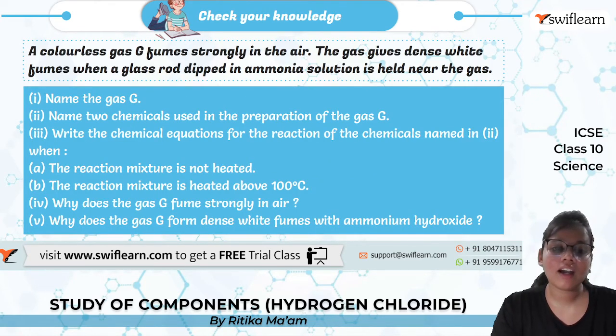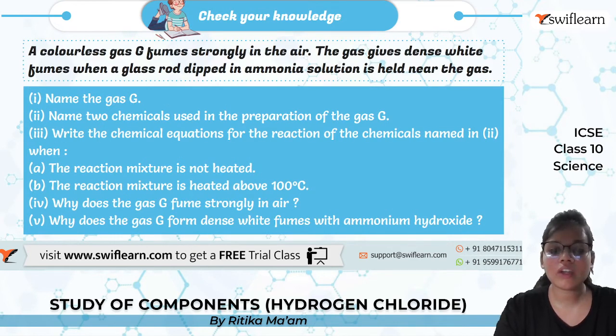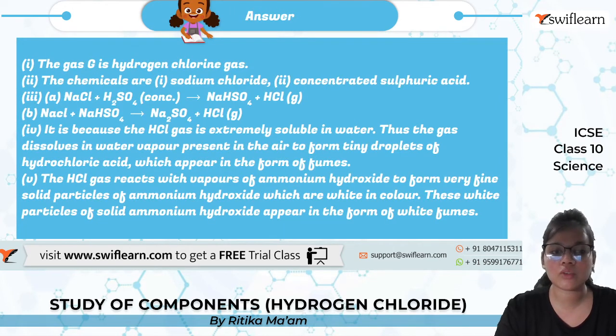Next, a colorless gas G fumes strongly in air, and the gas gives dense white fumes when a glass rod dipped in ammonia solution is held near it. We just saw this experiment. Name the gas G. So G is our hydrogen chloride gas. And the two chemicals used in the preparation of hydrogen chloride are obviously sodium chloride and concentrated sulfuric acid.